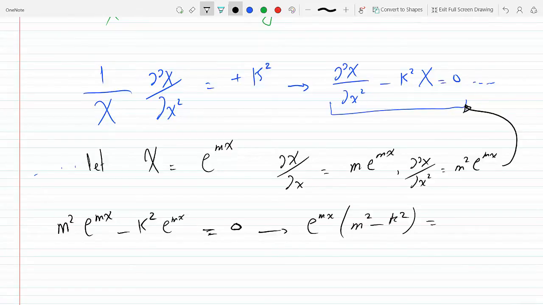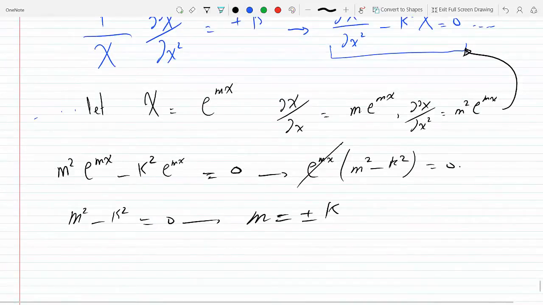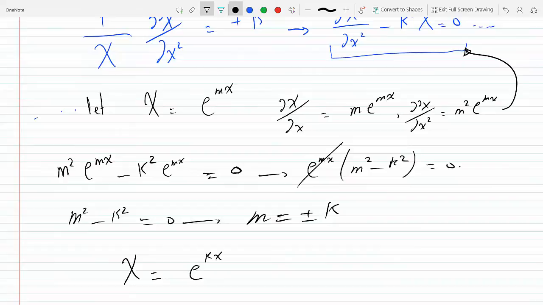This cannot be 0, of course, the exponential cannot be 0, so m squared minus k squared has to equal 0, so that means m has to equal plus or minus k. Okay, now since m could be k or minus k, you plug it back here. So that means x has to equal e to the kx or e to the minus kx.